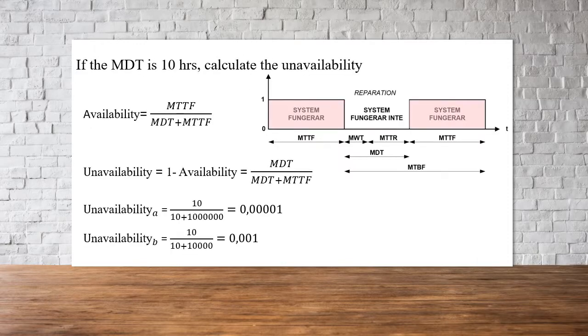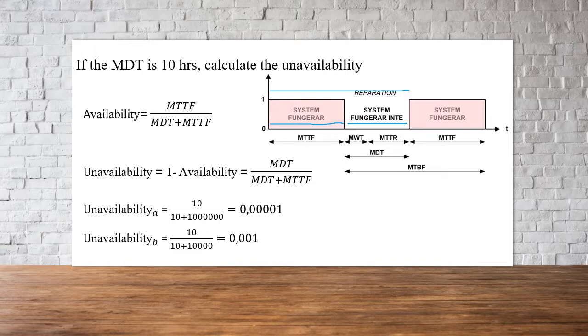The next part was about calculating the unavailability when we know that the mean downtime is 10 hours. This is the time that our system is working and it's operational, and this is the time that our system is down for maintenance and repair. So if we want to calculate the unavailability, we need the data about this percentage of the time to the whole life, to the whole cycle that we have.